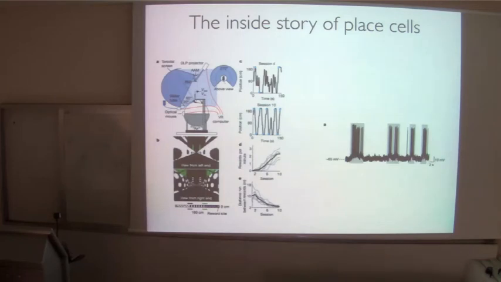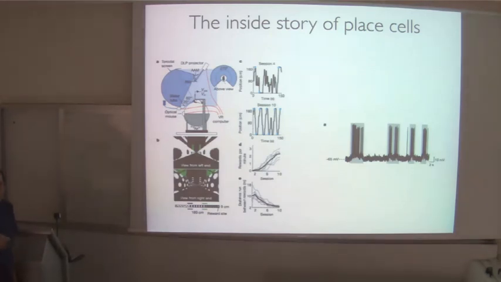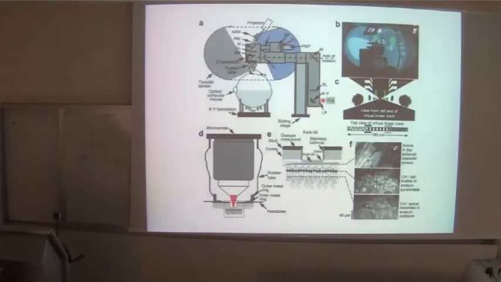And you can find place cells. So the idea is that the mouse is now held in the same position. You can record intracellularly from the brain, from a single neuron, and you can see that this neuron is firing more in one location, another location, so it has a place field.